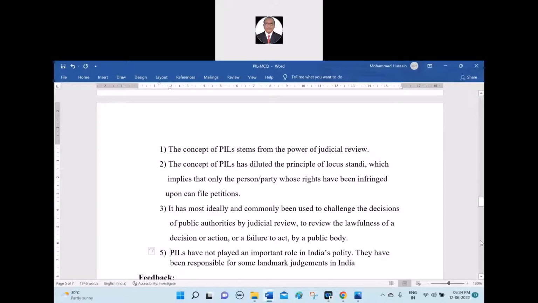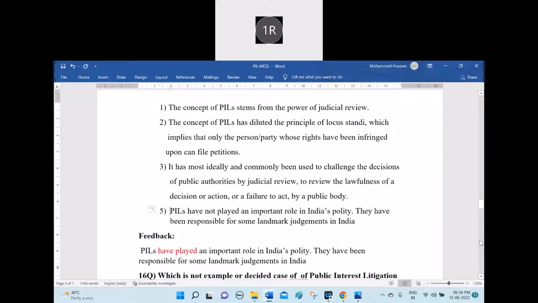I think it's the fourth one, sir. Which one is false? The fourth one is false. PILs have played, but I put "not", an important role in India's polity. They have been responsible for some landmark judgments in India. So the answer is 4.